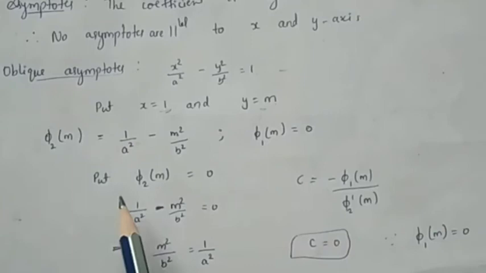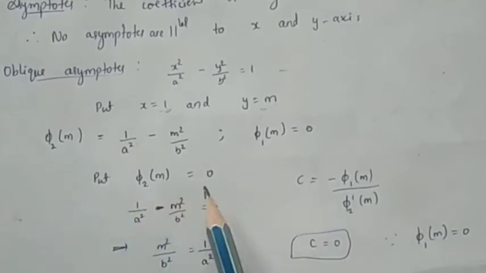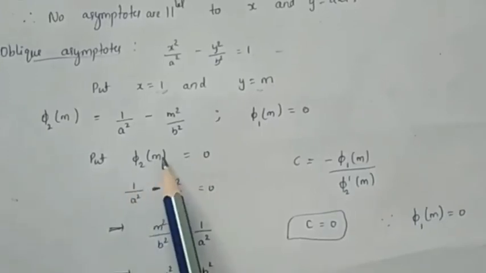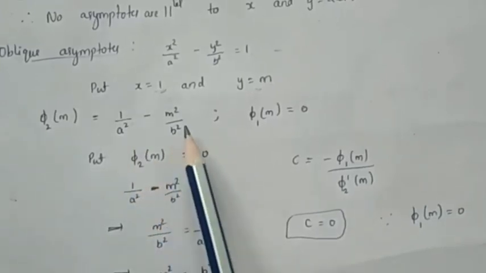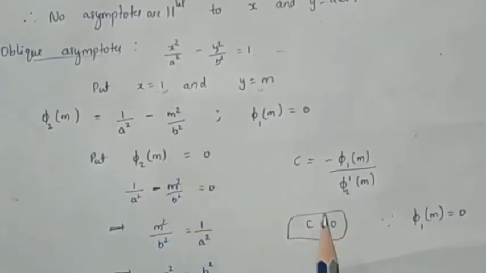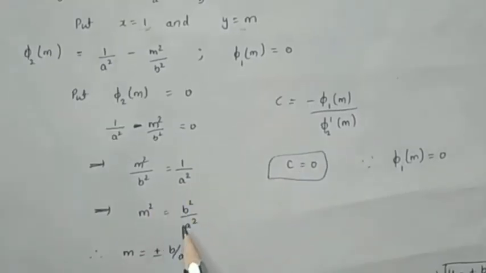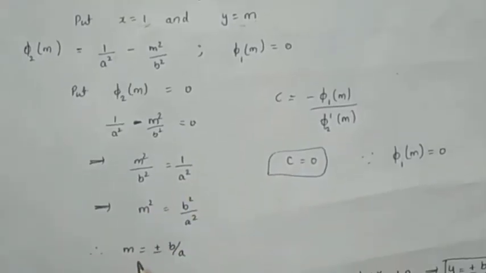Next, you consider phi 2 of m is equal to 0 for finding the roots of m. Phi 2 of m is 1 by a square minus m square by b square, which is equal to 0. You simplify this, you get m is equal to plus or minus b by a.